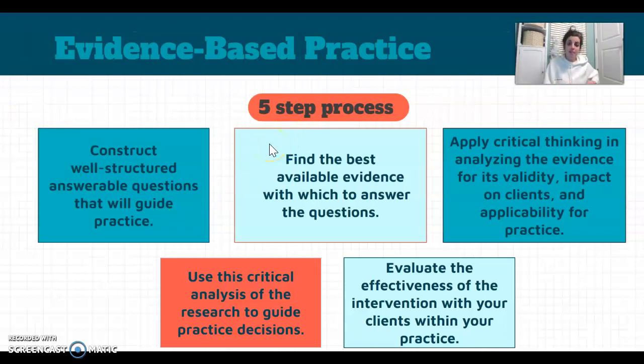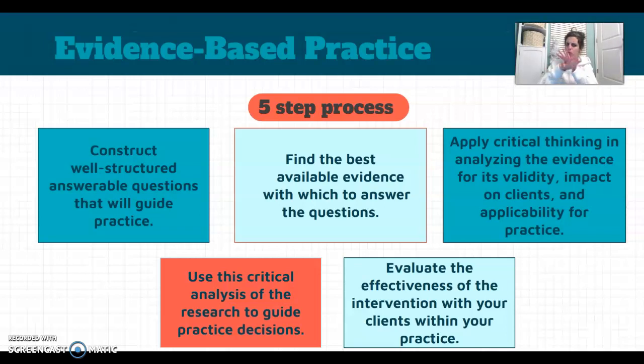Number 2, you're going to find the best available evidence in which to answer the question that you created. Number 3 is applying critical thinking and analyzing the evidence, checking for its validity, its impact on the clients, and if it's applicable to your practice and the population you are working with. Number 4, you'll use critical analysis of the research to guide your practice decisions. So it's the intervention level. And then number 5 is evaluating the effectiveness of the intervention with your clients within your practice.